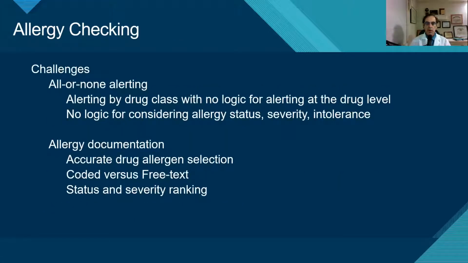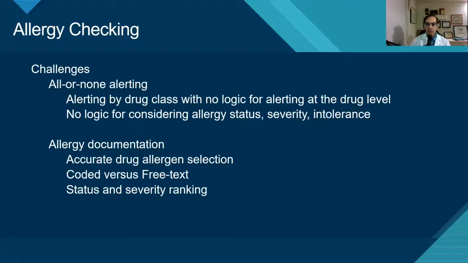Our systems do all or none alerting, and that's the problem because in the example of penicillin and cephalosporins, anytime any penicillin or cephalosporin is ordered for a patient, if there's a penicillin allergy or cephalosporin allergy documented, then it will warn for any penicillin or cephalosporin. And there's no logic for considering allergy status, severity, and intolerance. So if we flag it as a pharmacist, we interview the patient, we find out it was an intolerance, the system still warns.